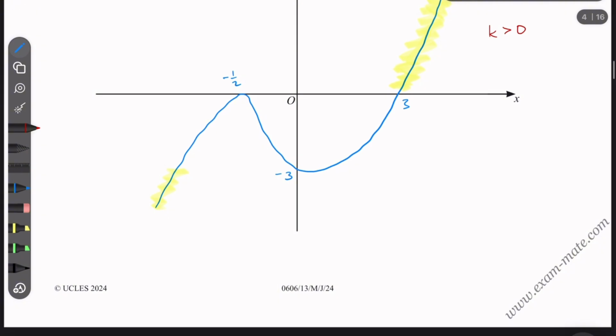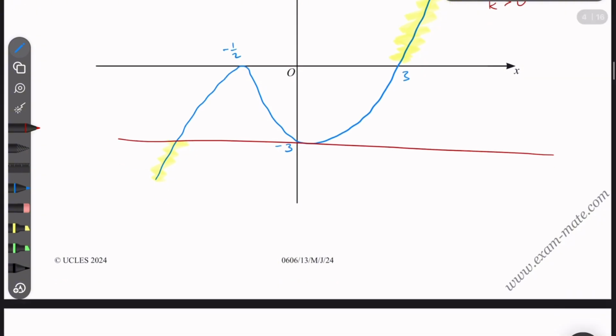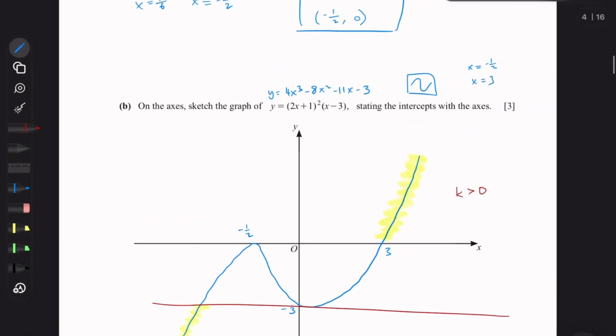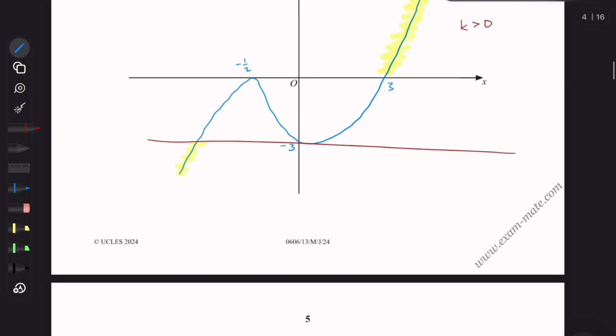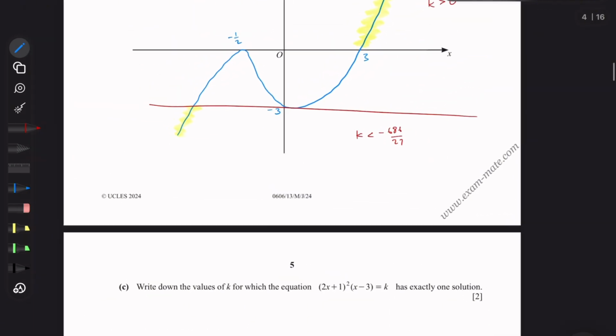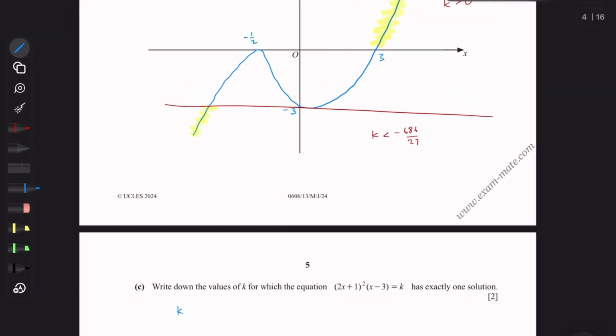And this part is right below the turning point. The y coordinate for this turning point is minus 686 over 27. So it would be k less than minus 686 over 27. Okay, so we can just write this.